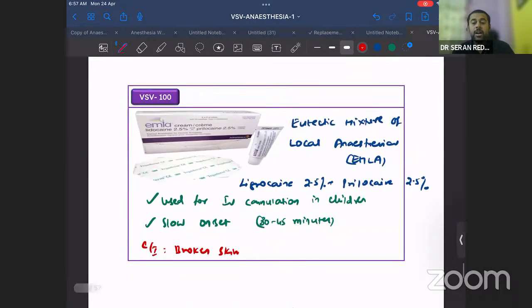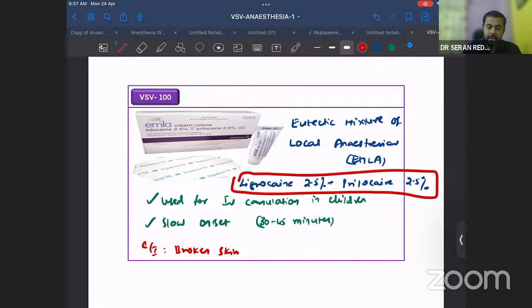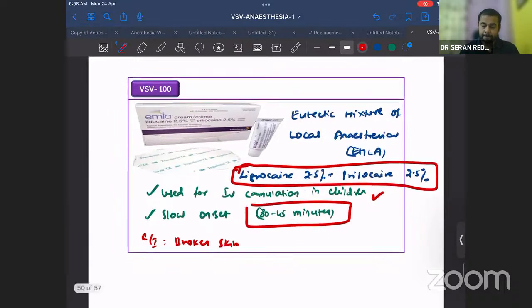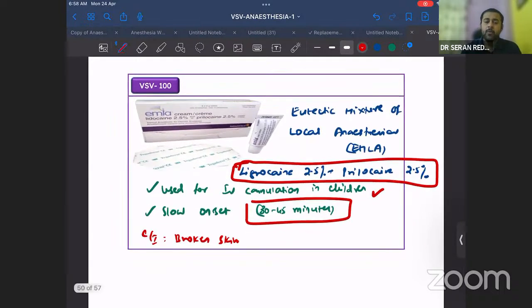And EMLA is the eutectic mixture of local anesthetics, which is a mixture of lignocaine 2.5% and prilocaine 2.5%. Use it for IV cannulation in children, and it is slow in onset, 30 to 45 minutes, and it is contraindicated in broken skin. Got it? So one important thing here: if used in broken skin, because it contains prilocaine, it may cause methemoglobinemia.